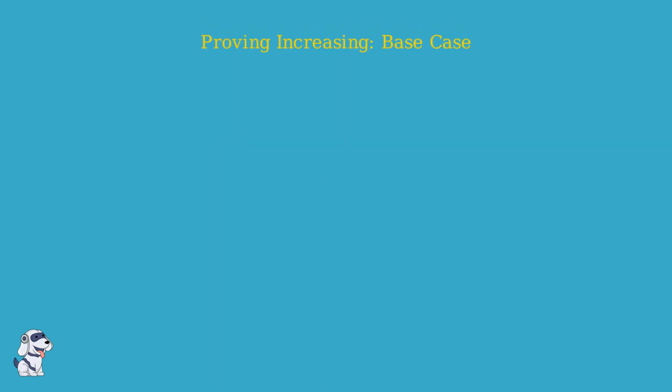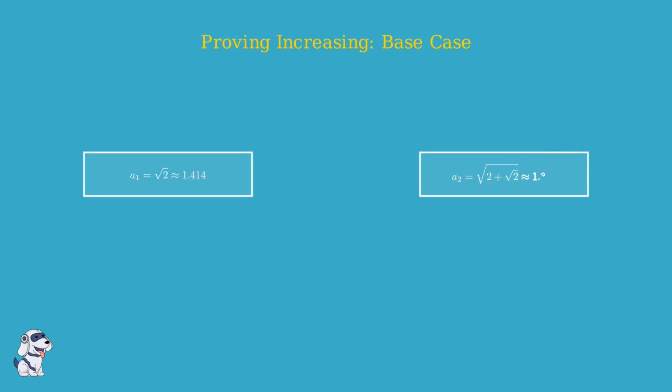To prove our sequence is increasing, we start with the base case. We check the first two terms of our recursive sequence. a1 is the square root of 2, roughly 1.414. a2 is the square root of 2 plus the square root of 2, which is approximately 1.848. Since 1.848 is clearly greater than 1.414, the base case is satisfied.